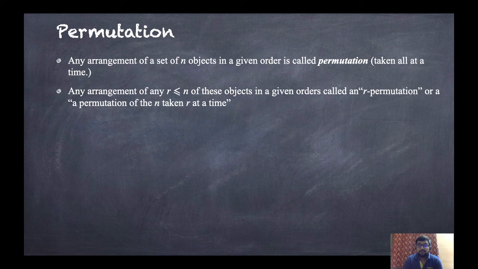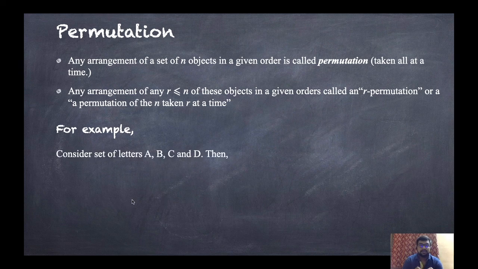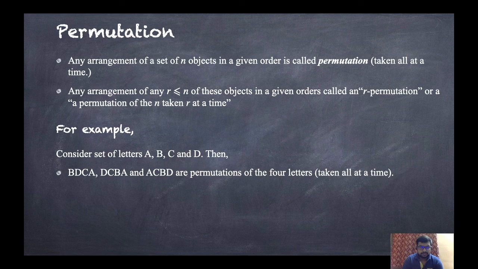Any arrangement of any r less than or equal to n of these objects in a given order is called an r-permutation, or a permutation of n objects taken r at a time. For example, consider a set of letters A, B, C and D. Then BDCA, DCBA and ACBD are permutations of the four letters taken all at a time. There can be other permutations, but these are three examples. ABCD is also there.